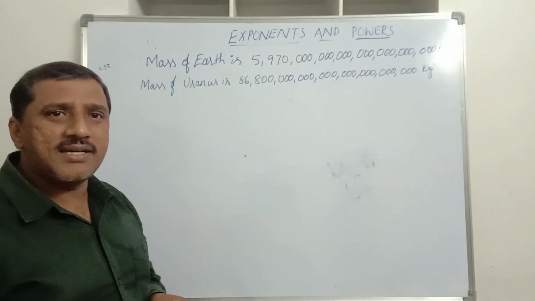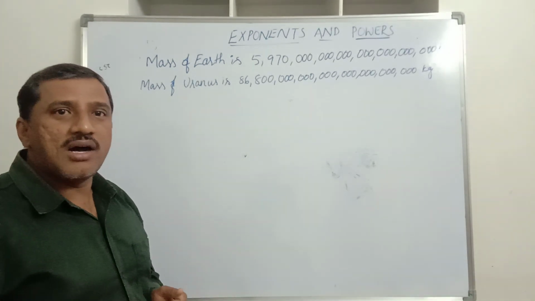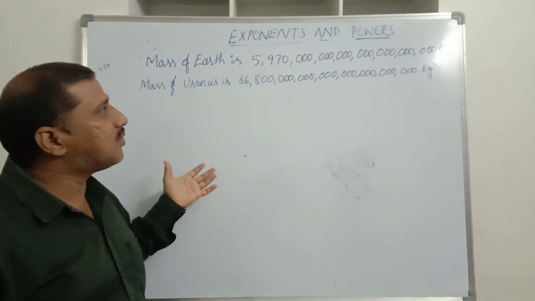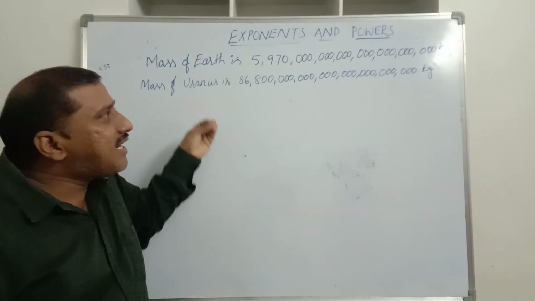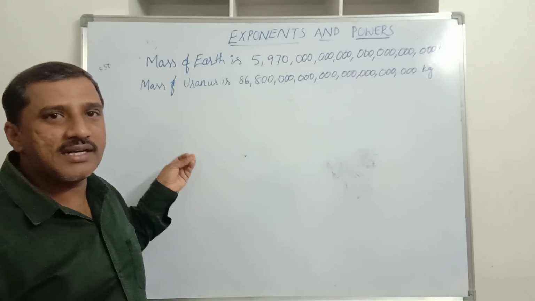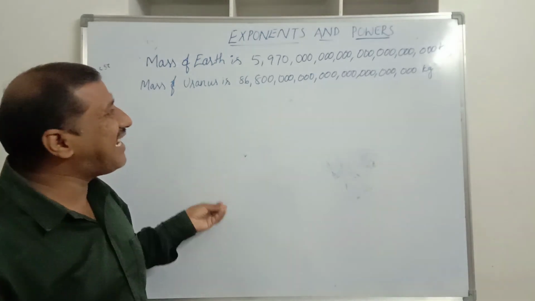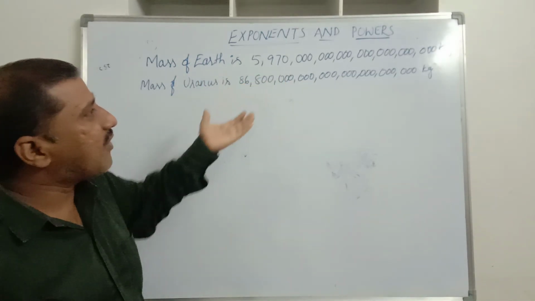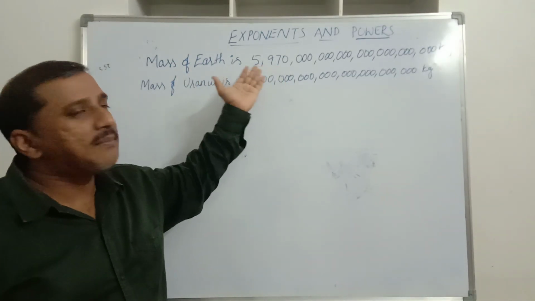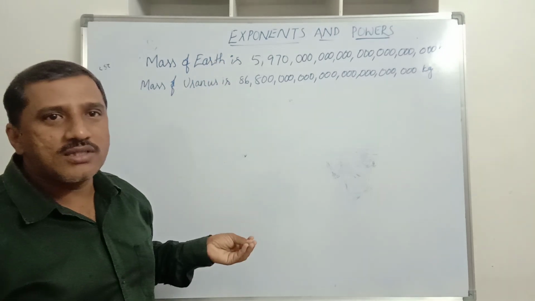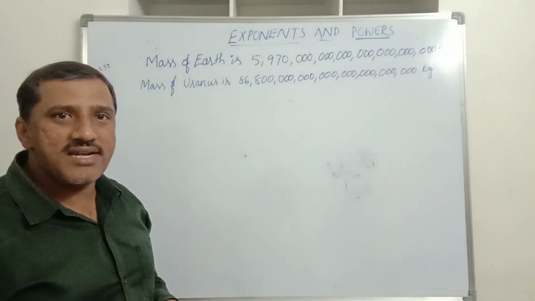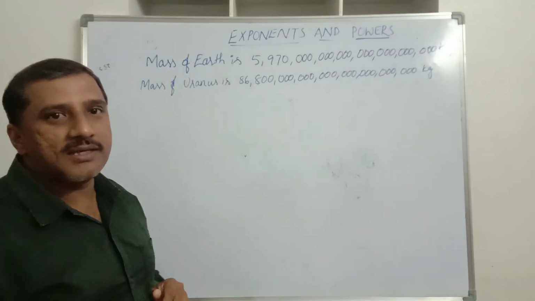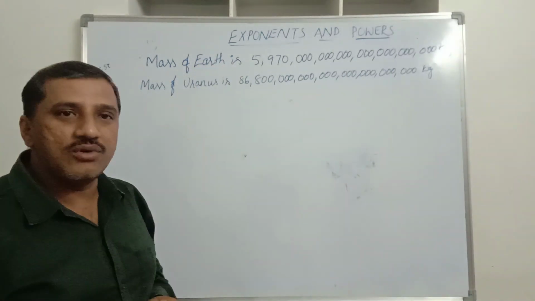Such numbers are very difficult to understand, to compare, and to remember. It is very difficult to write and to read. To read also it is very big. See, how can you read this number? It is a very big number. So to overcome all those difficulties like reading, understanding and comparing these large numbers, exponents are used.